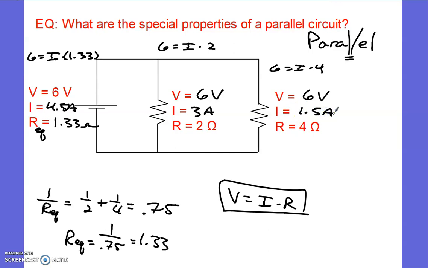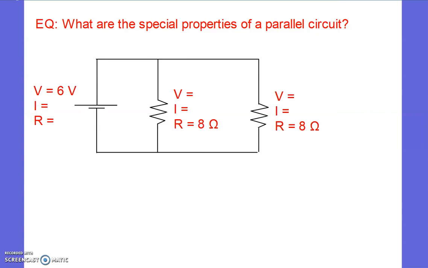This next circuit, we have a 6-volt battery hooked up to two 8-ohm resistors, and I'd like you to solve the entire thing. So pause the video, solve for the voltage, current, resistance at each section, and then when you're ready, unpause and see how well you did.